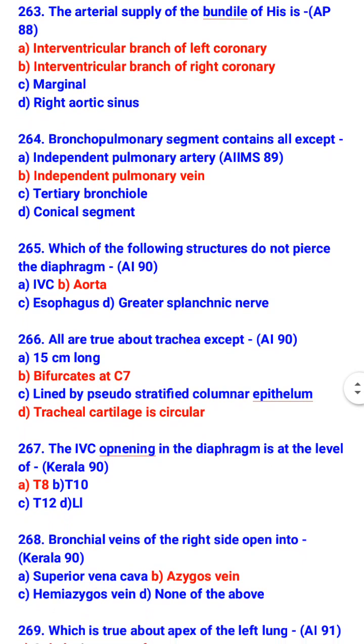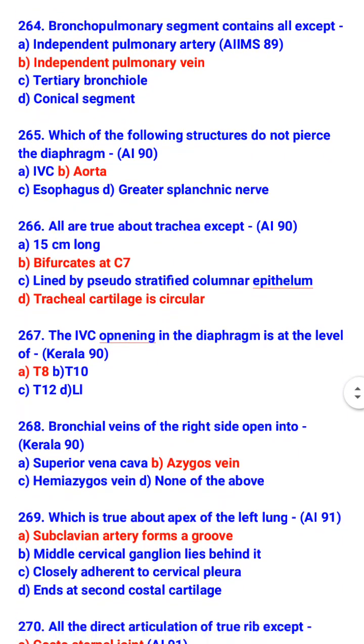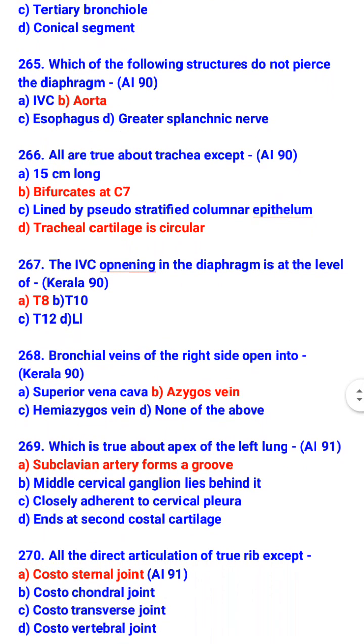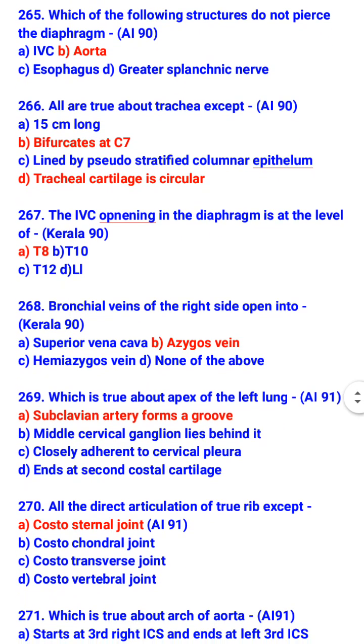All are true about trachea except that it bifurcates at C7 is not true, and tracheal cartilage is circular is not true. Trachea is 15 cm long and it is lined by pseudostratified columnar epithelium. The inferior vena cava opening in the diaphragm is at the level of T8. Bronchial vein of the right side opens into azygous vein.